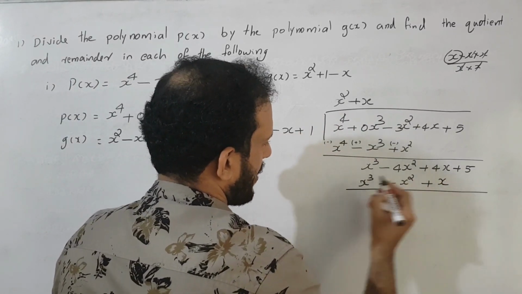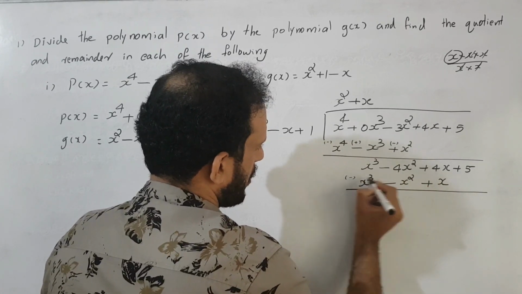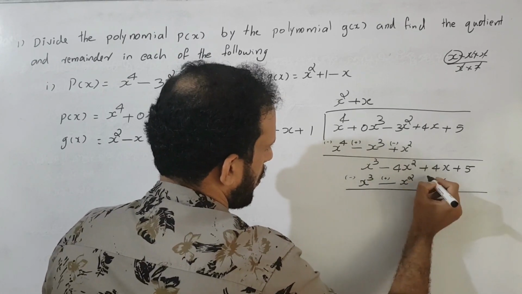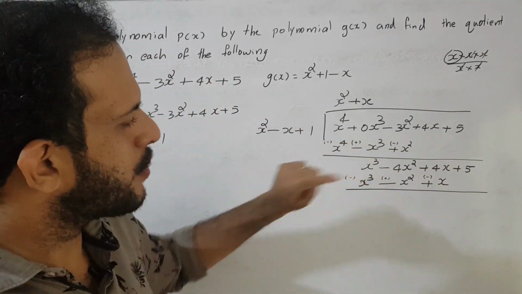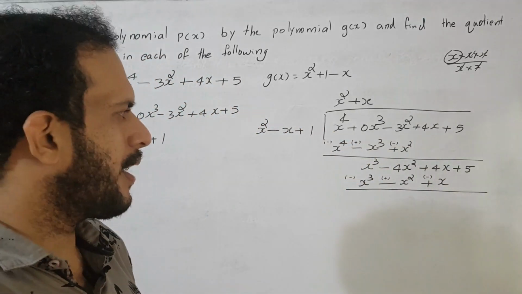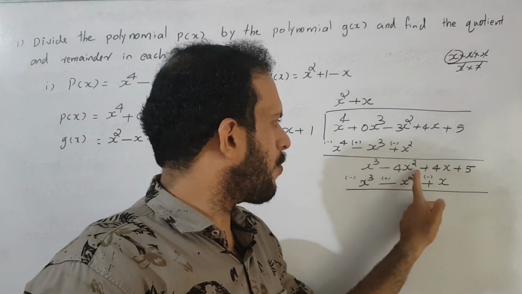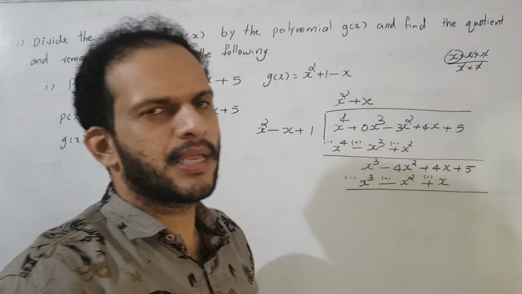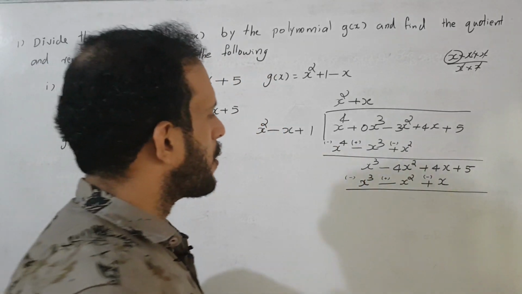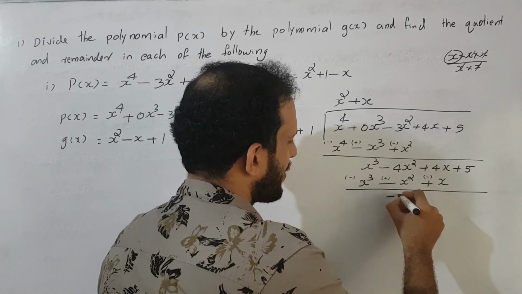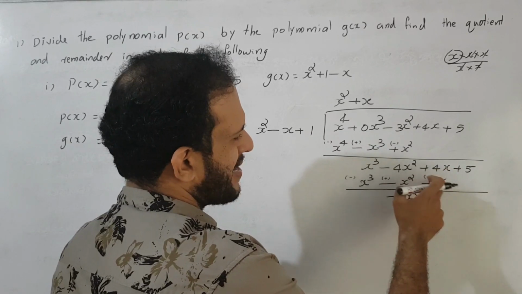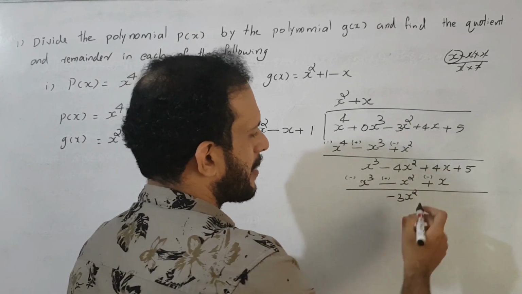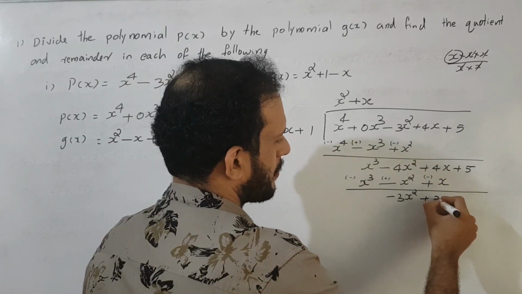So again we change the sign. This one is minus, this one is plus, minus. So x cube minus x cube is 0. Then minus 4x square plus x square. Minus 4 plus 1 is minus 3x square. 4x minus x, what is 4x minus x? That is plus 3x.